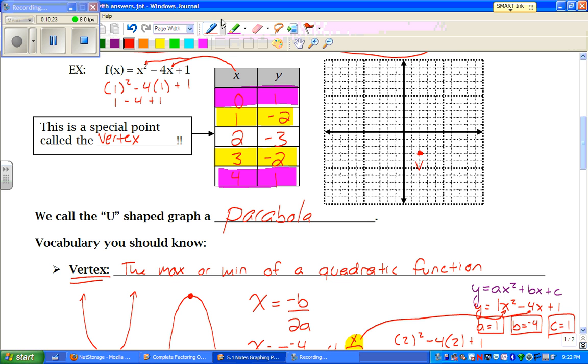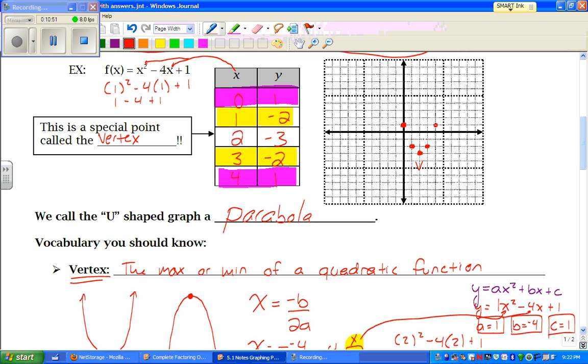So now that you have this, the only thing left to do is actually plot the graph. 0, 1 would be the ordered pair. 1, negative 2. 2, negative 3, that's the vertex. We already put that in there. Then we have 3, negative 2. So 1, 2, 3, down 2 is that point. And then 4, 1 is right here.